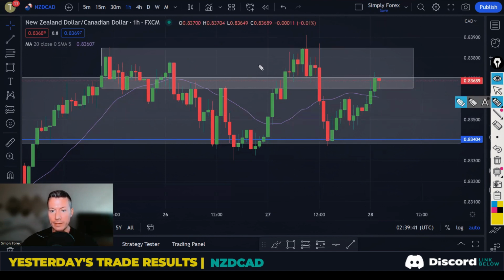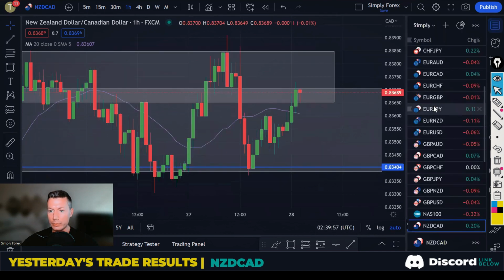So yeah, we had to have a couple of goes at this trade, but eventually, guys, it came crashing down and it was a nice trade. What else were we looking at from yesterday? We were also looking at Aussie dollar, New Zealand dollar.